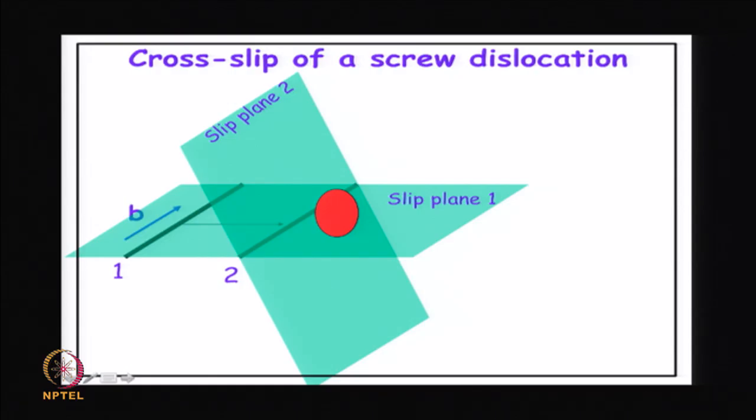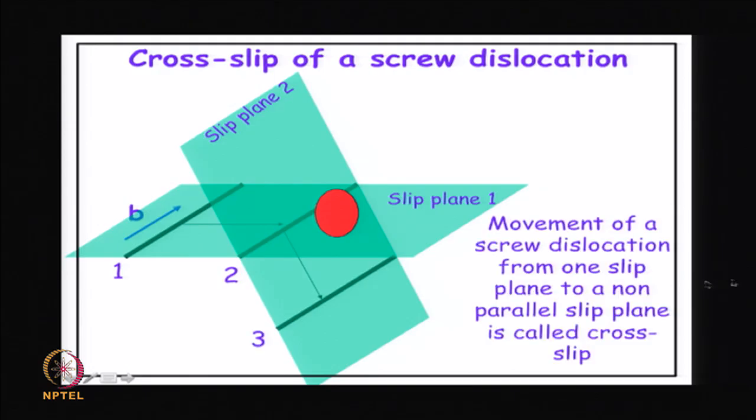So, it is possible, since a screw dislocation has many slip planes passing through it. All planes which pass through the dislocation line are a possible slip plane, and if the shear stresses are sufficient for it to go from one slip plane to another, it can do so. Such a motion of shifting from one plane to another, movement of a screw dislocation from one slip plane to a non-parallel slip plane, is called cross slip.